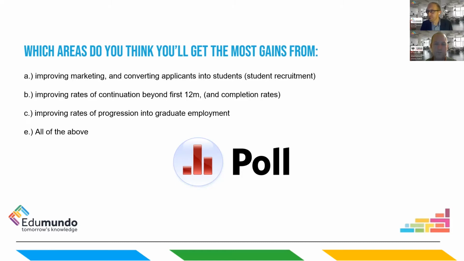Okay, we're getting quite some responses already. It seems to be quite a mixture, actually. About 15% are saying A, improving marketing and converting applicants. About 30% are saying improving rates of continuation beyond the first 12 months. About 15% are talking about progression. And mostly the responses are D, all of the above, so around 50%. Okay, that's really interesting.